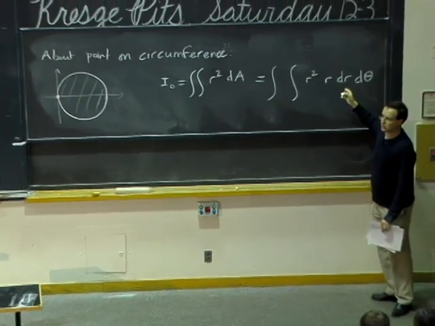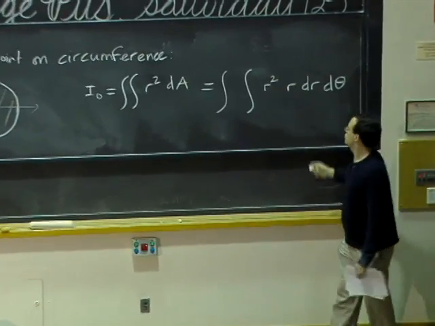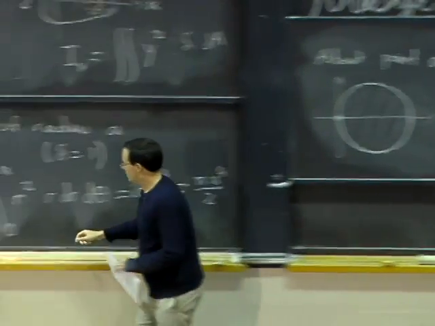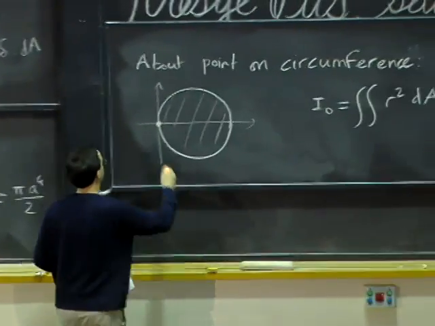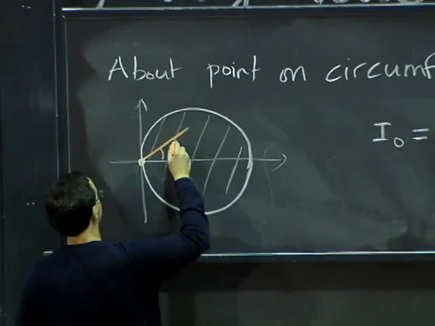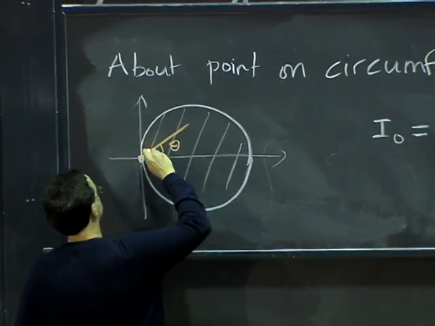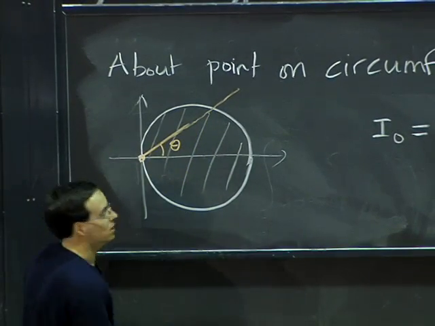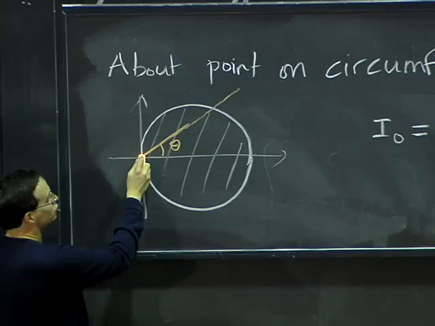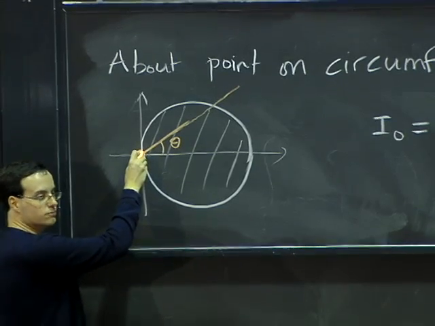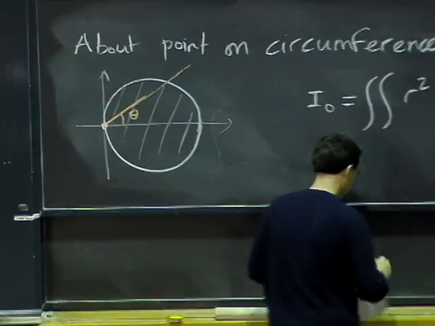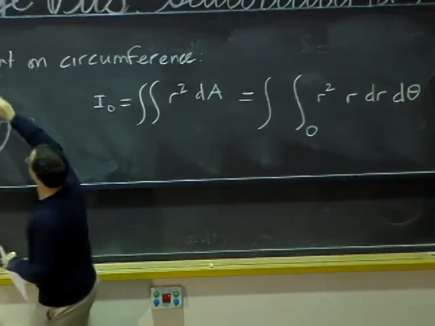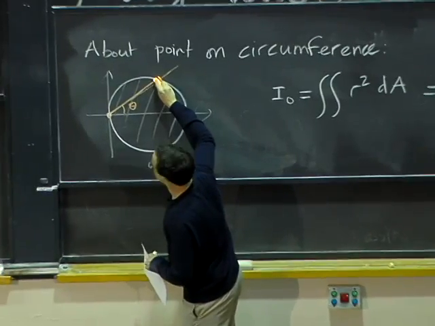So I have to figure out how to set up my bounds. What are the bounds for r? Well, if I fix a value of theta, it means I chose an angle here, and now I'm shooting a ray from the origin in that direction. So I enter my region at r equals 0. That hasn't changed. The question is, where do I exit the region? So what is that distance?